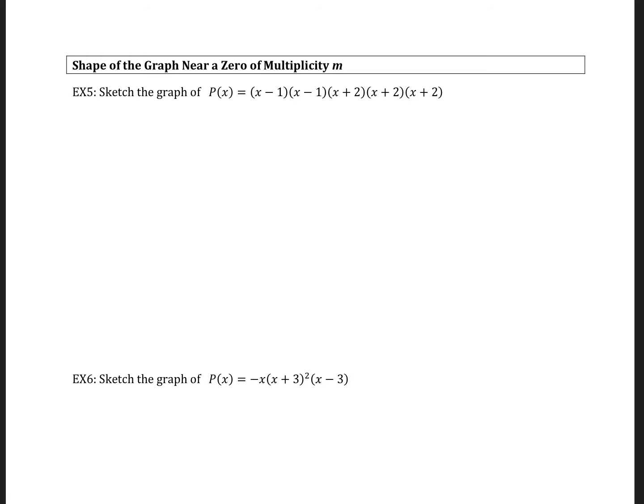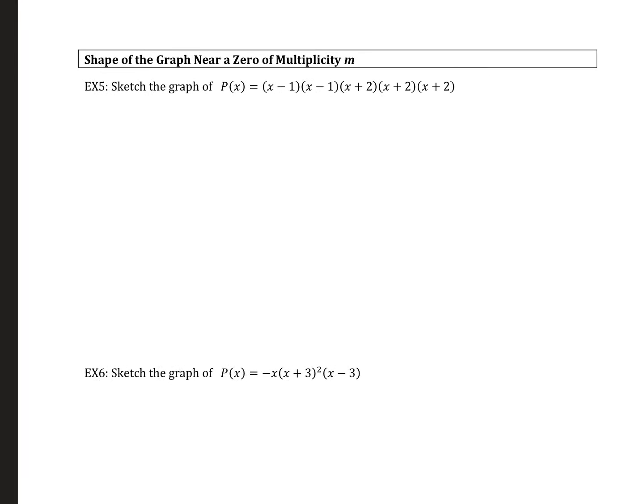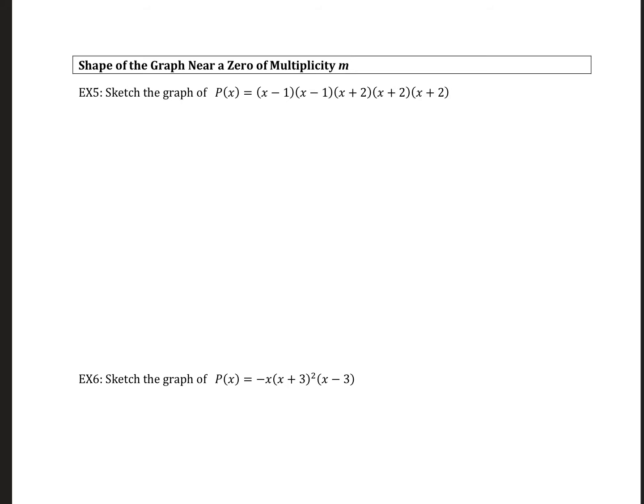Alright, so when we're doing the shape of a graph near a zero of multiplicity m, m is just the number of times we see a specific zero. And remember, what are the zeros? Well, the zeros are the intercepts. So when we have a factored form, for example like what we have here, the values that we see from the factored form would be our zeros, or intercepts.